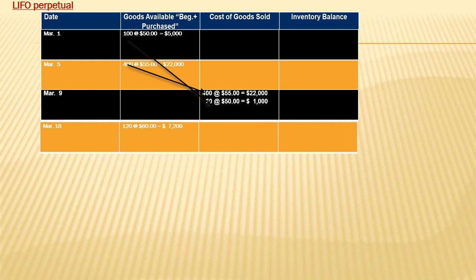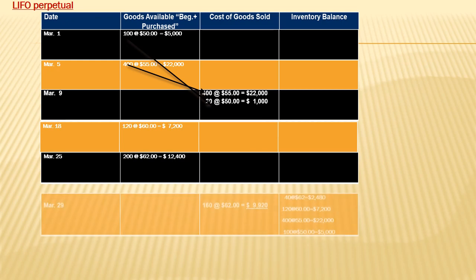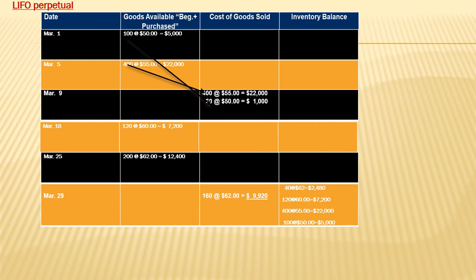On March 18th, I purchased 180 units at the cost of $60. Then on March 25th, I purchased another 200 units at the cost of $62. On March 29th, another sale transaction happens, in which I sold 160 units. But again, remember that I'm using the LIFO inventory costing method. So for the 160, I'm going to calculate the cost based on last in, first out. I'm going to take the 160 from the March 25th purchase, so the cost will be $62 per unit: 160 units times $62 per unit.